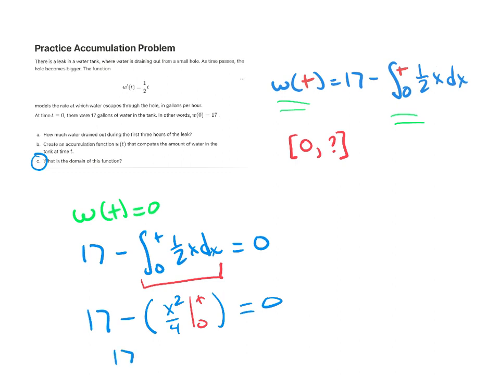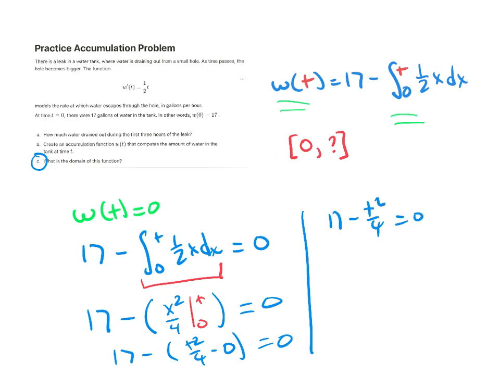So this is going to be 17 minus, and then this will be t squared over 4 minus 0, right? That's how we do that fundamental theorem. So in other words, 17 minus t squared over 4 is going to equal 0. Let me continue that over here. 17 minus t squared over 4 equals 0. With a little bit of algebra, I think you'll agree that we get t squared equals 17 times 4. And 17 times 4 is 68. So t squared equals 68. And so when I take the square root, I get whatever the square root of 68 is.